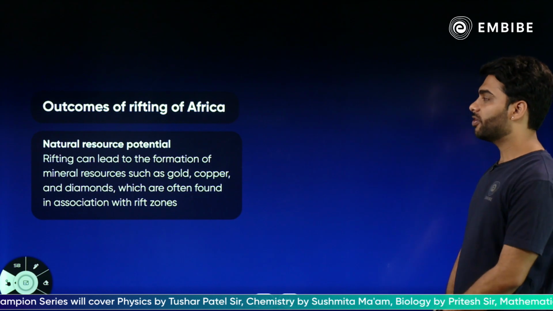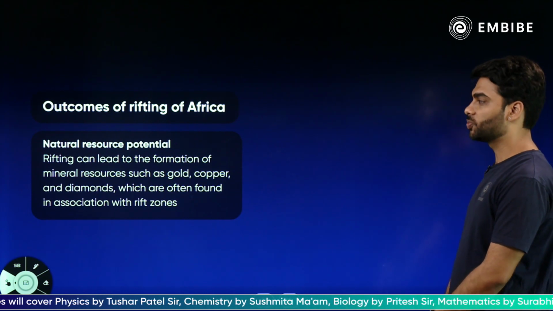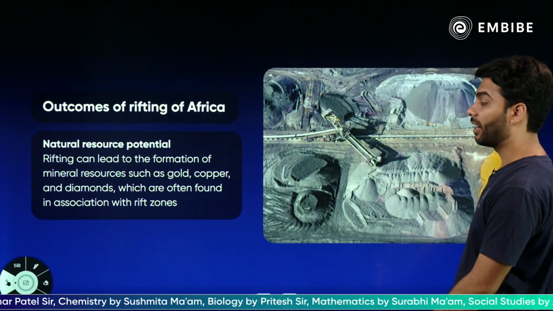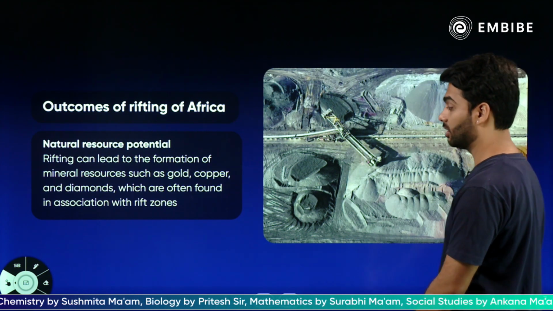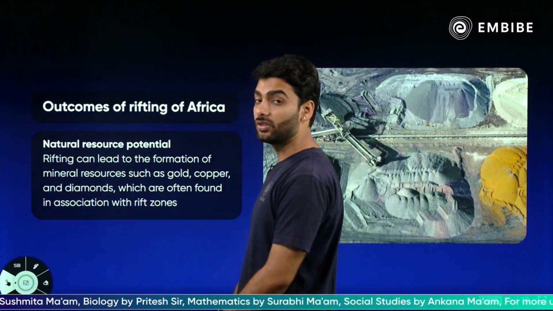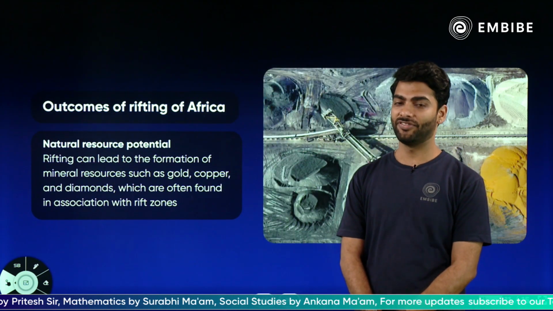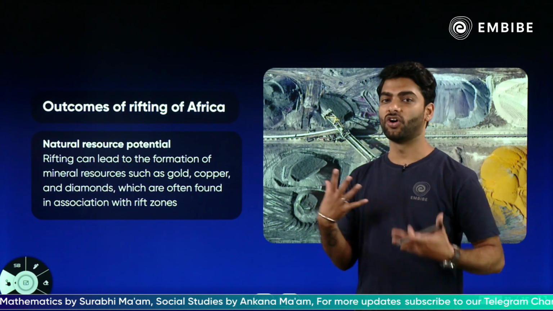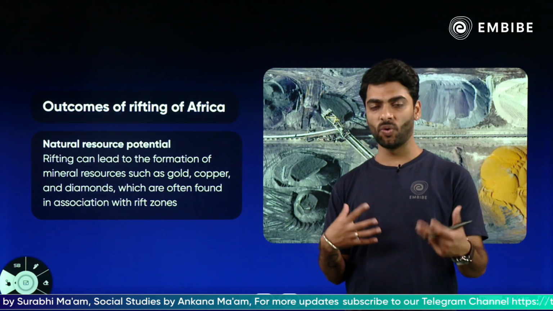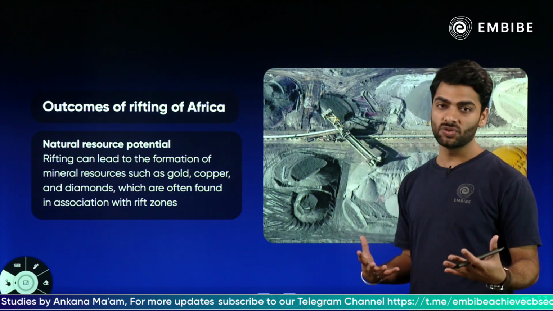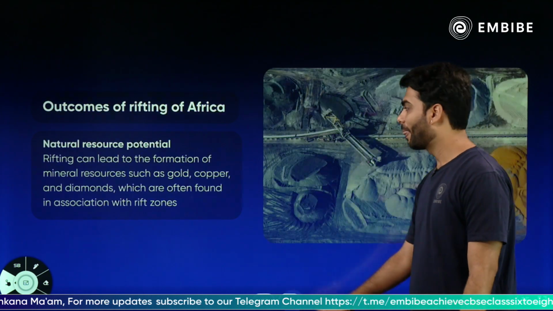Then outcomes of rifting of Africa: the natural resource potential. Rifting can lead to the formation of mineral resources such as gold, copper, and diamonds, which are often found in association with rift zones. Now this is going to be a nice economic benefit, that you are going to find a lot of mineral reserves like gold, copper, and diamonds as well. And Africa is known for its gold reserves.